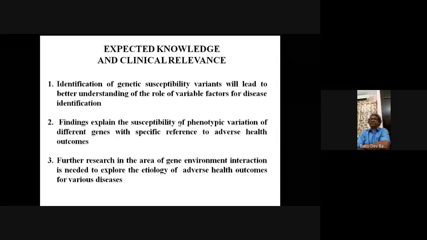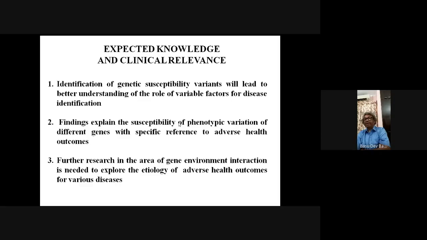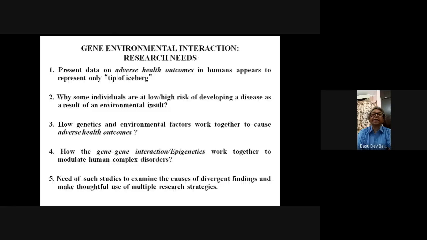So these are the expected knowledge. You must fix the genetic susceptibility variants, and try to find out the phenotypic variations, as well as the gene-environment interaction and gene interaction for etiology of disease. And I think this area needs research, particularly gene interaction and epigenetics.